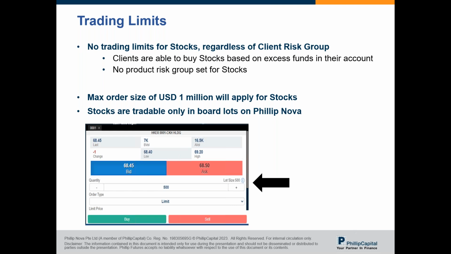Stocks are tradable in spot lots in Phillip Nova. Typically for US shares, the minimum lot size is 1. You can go as low as 1 share. For Singapore shares, this can be 100 shares. So it's different. You can see a picture of the Nova platform and how you place the order over here. We'll do a demonstration on this later on.